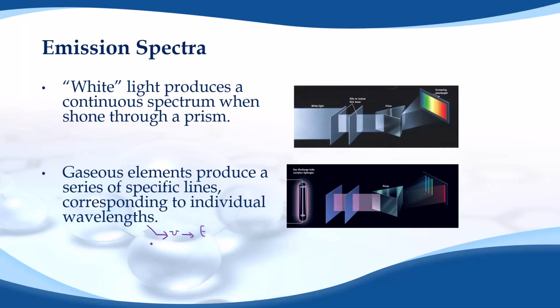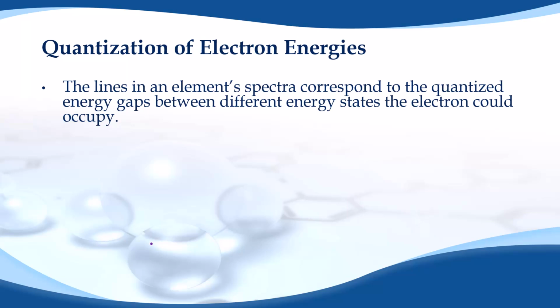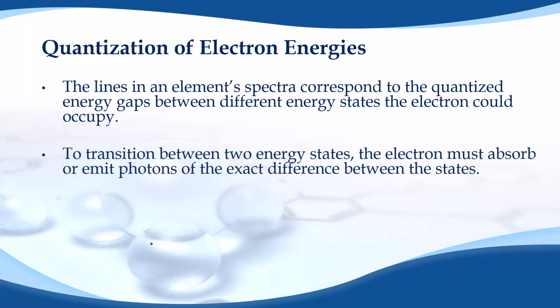So why did this happen? Well, one thing we have to look at is remember the idea that energy is quantized, right? So the lines correspond to the quantized gaps in the energy states that the electron can occupy in the hydrogen atom. You have what's called your ground state, which is your low energy state, and then you have a higher energy state, which we'll call, for example, n equals 2. One higher than that we'll call n equals 3. And the gap between n equals 1 and n equals 2 is a line. The gap between 1 and 3 is a second line. The gap between 2 and 3 is a third line.